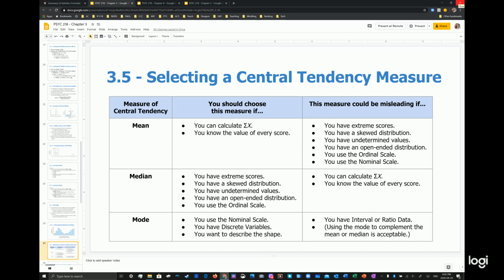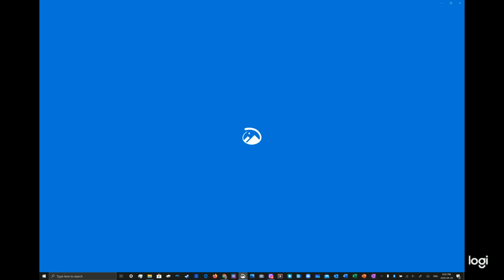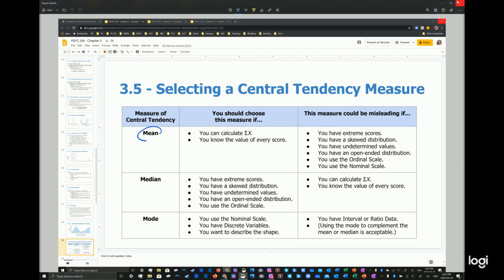So this table here that you see gives us an overall chart and some guidelines as to when you should choose which central tendency. And there are 2 columns here. The first column is the central tendency measure. You have mean, median, and mode. And then the second column gives you some guidelines as to when you should choose this measure. It says you should choose this measure if, right? And then the last column here talks about when this particular measure, mean, median, or mode, can be misleading.